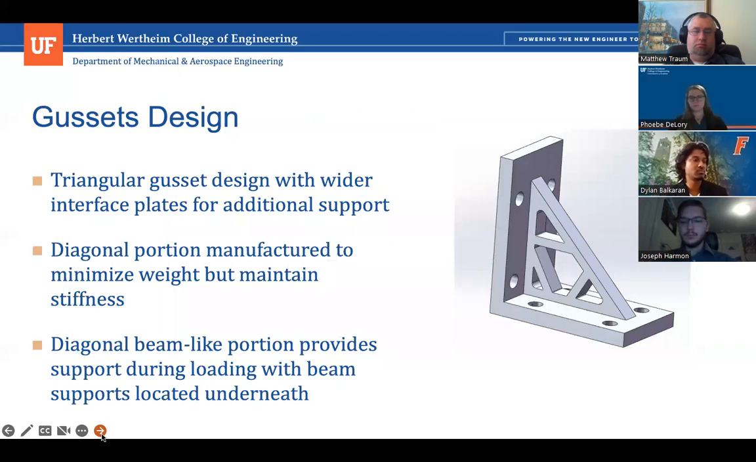The overall gusset design features a triangular beam support. That's the diagonal portion there with 2 wider interface plates. The diagonal portion was manufactured to minimize weight while also maintaining maximum stiffness and toughness. This beam-like portion provides additional support during loading, with 2 smaller beam supports located underneath.